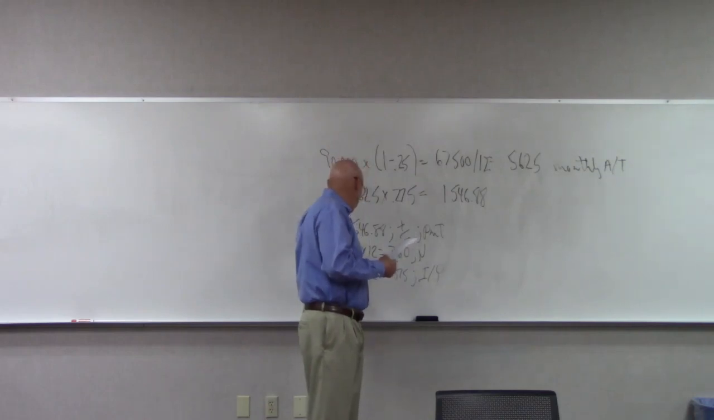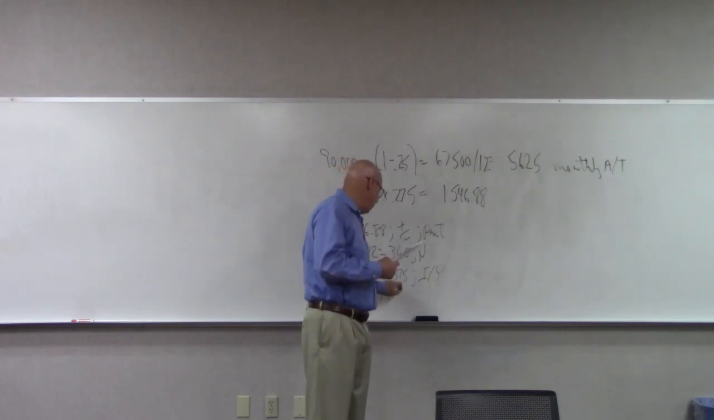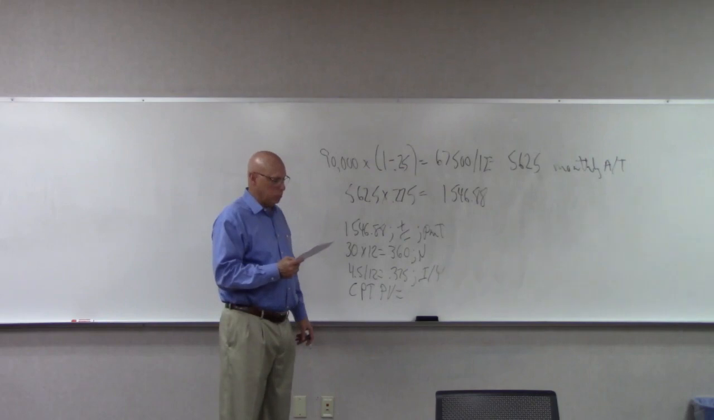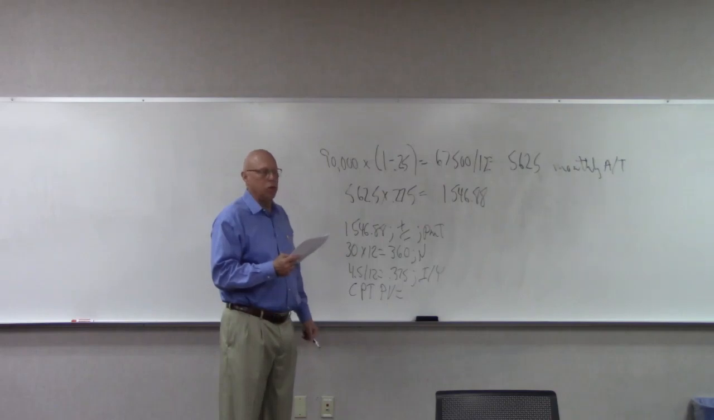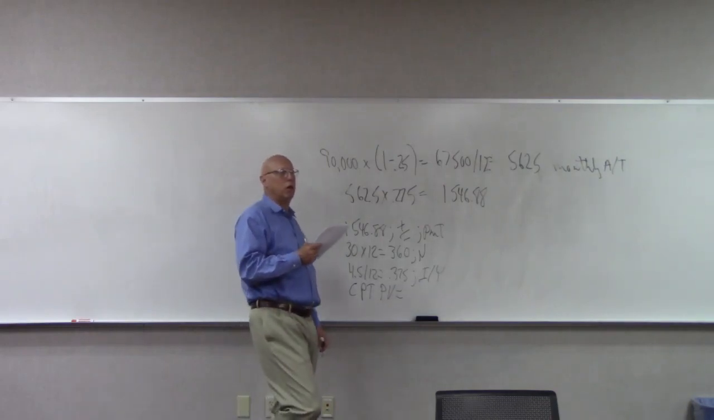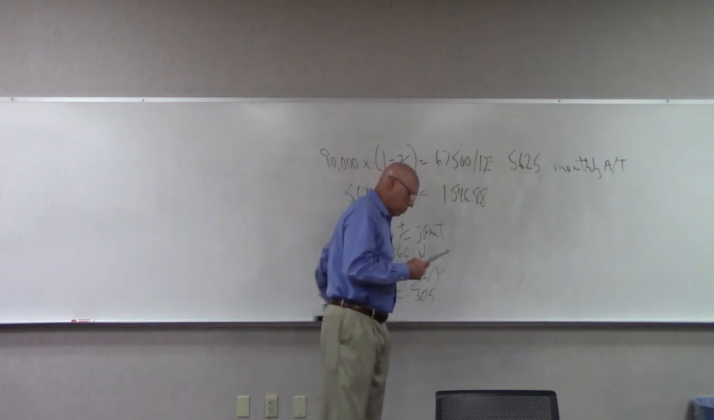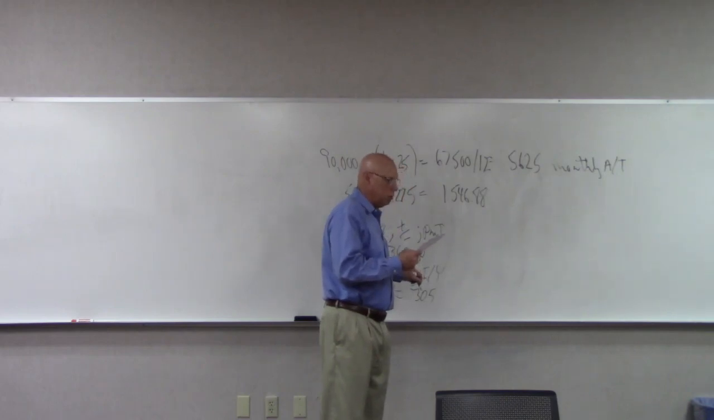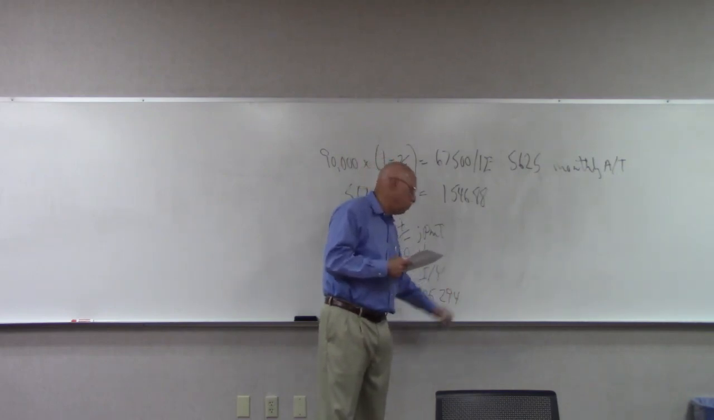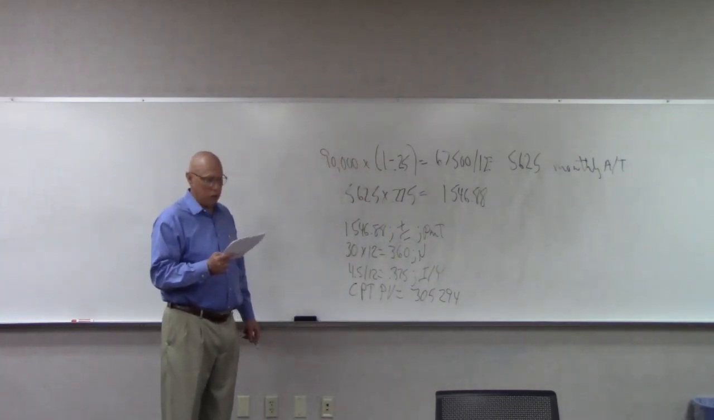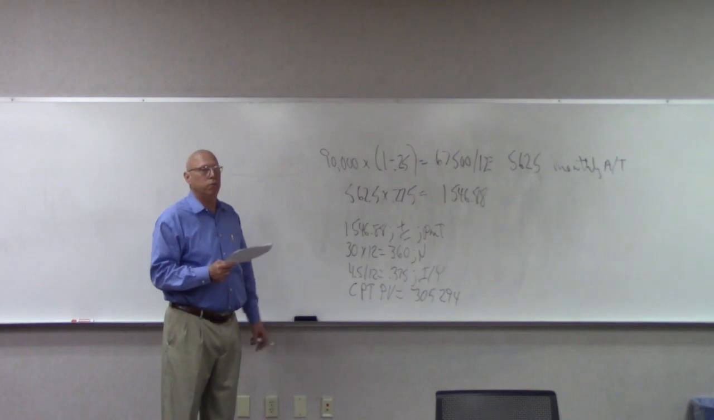And compute present value. How much is the bank going to loan them? $305,294. I got 294. That's what you got, right? Okay. So that's how much the bank will loan them.